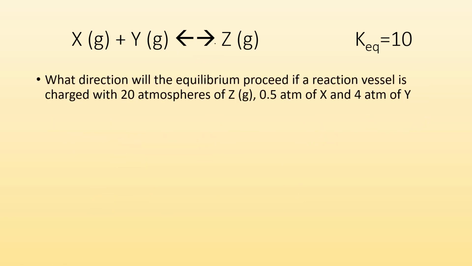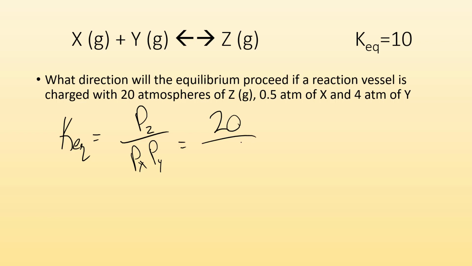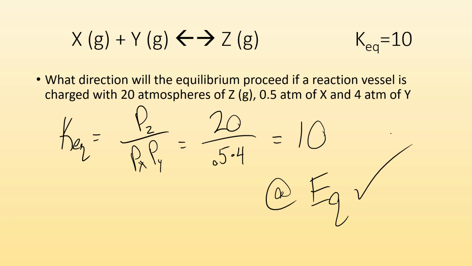What direction will equilibrium proceed if a reaction vessel is charged with 20 atmospheres of Z, 0.5 atmospheres of X, and 4 atmospheres of Y? Well, same process, right? So my KEQ expression has remained unchanged from the other examples. So I plug and chug: 20 atmospheres of Z over 0.5 atmospheres of X times 4 atmospheres of Y, and that's going to give me 10. I am at equilibrium here. It's not going to shift in any direction because it's already at equilibrium.